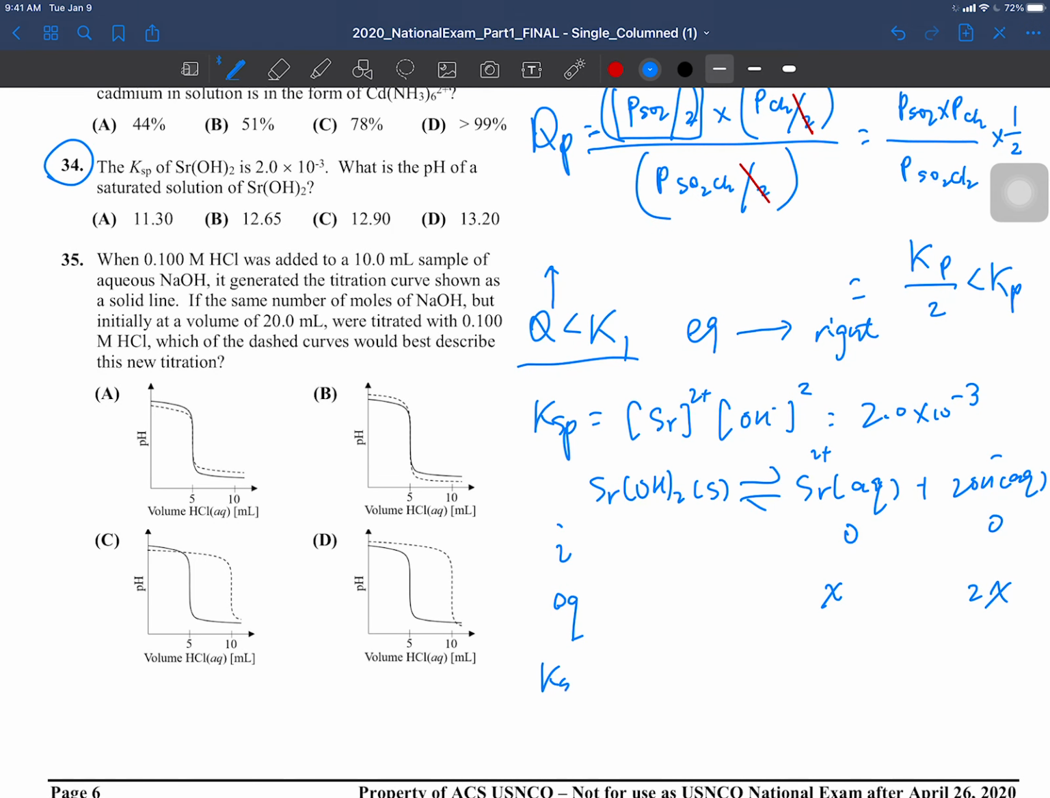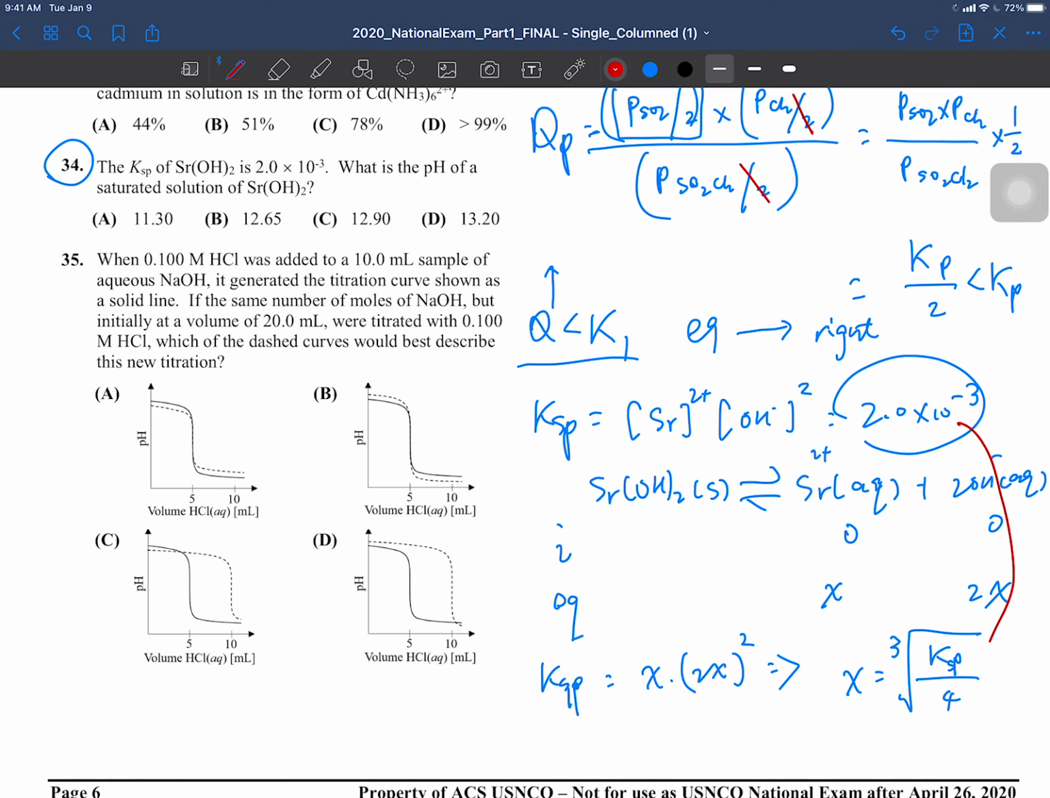And then the Ksp equals x times (2x) squared, so x equals the cubic root of Ksp over 4, right? And then you can put the Ksp here to solve for x. And then you use 2x to calculate the pOH. And then finally you convert the pOH into pH. So pH equals 14 minus pOH. I don't need to explain this, right? This is something that should be covered in AP Chem.